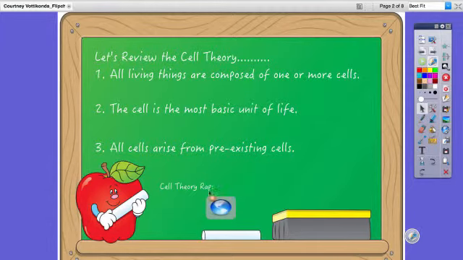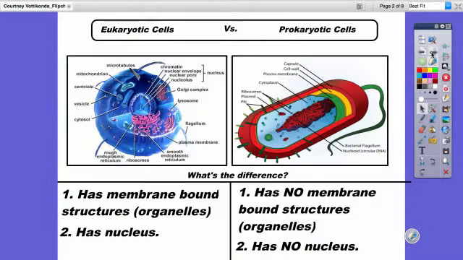On your free time, go ahead and click on this link right here, and it's going to take you to the cell theory rap. This is a quick and easy way for you to remember the cell theory for tests in the future.